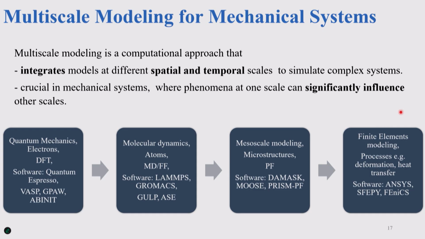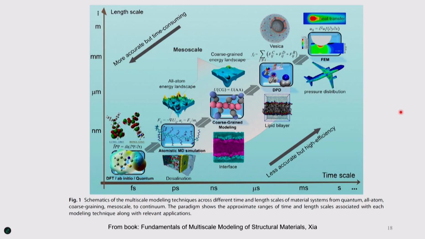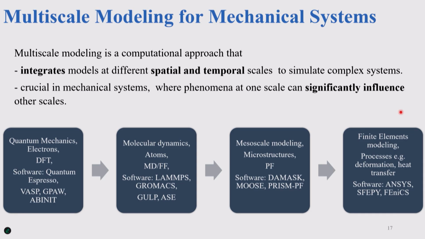Then there is mesoscale modeling, where we are dealing with microstructures, with software like MOOSE and PRISMS-PF. Finite element modeling is very popular in industrial applications, where we try to model processes, deformations, and heat transfer, and software like ANSYS might help you with this. So, any questions so far? Is it clear? Yeah, okay.